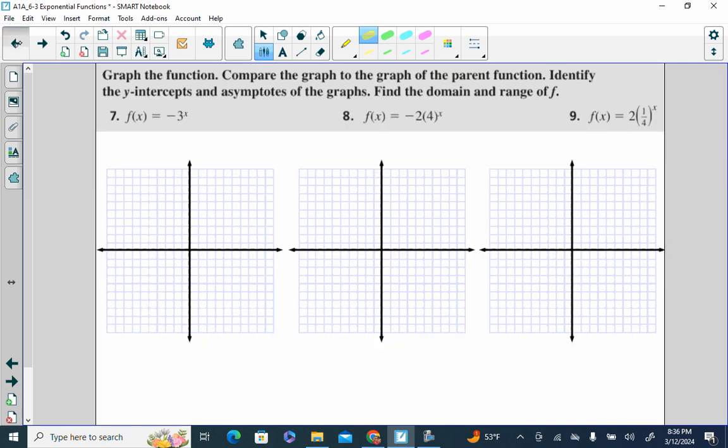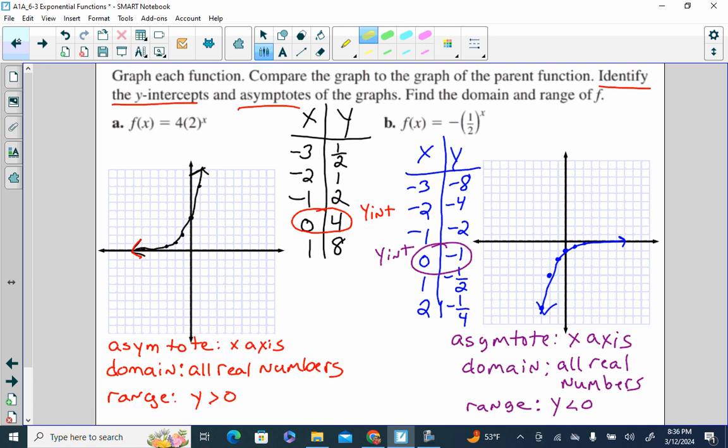Let me go back to that other problem for a second. You know what I forgot to do? I forgot to compare the graph to the parent function. So let's look at example A, because we want to compare that graph to the parent function, and let's see what that looks like.